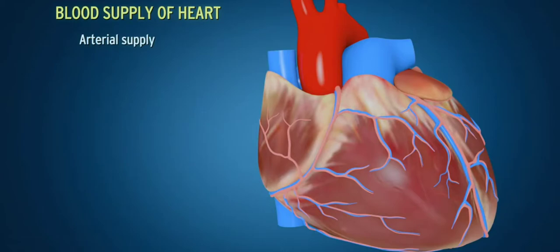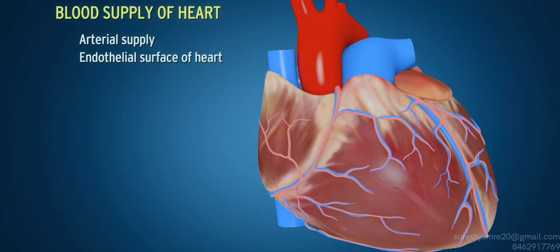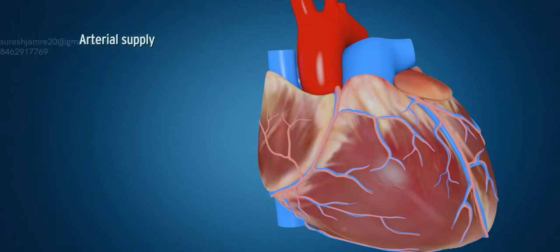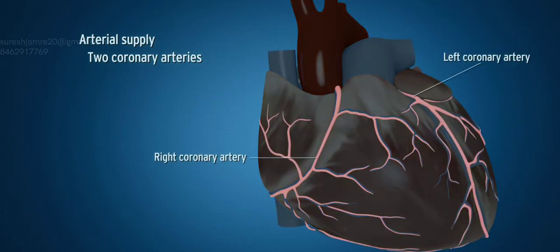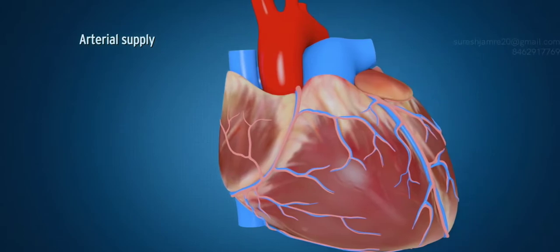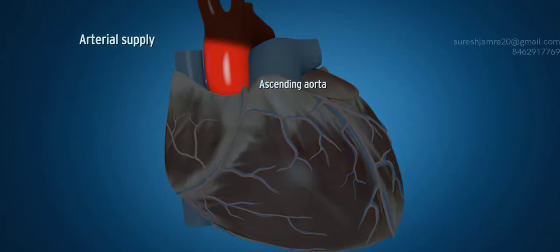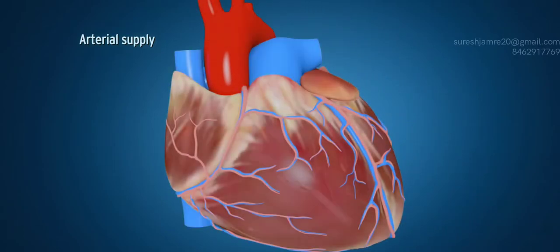Arterial supply. The inner 75 to 100 micrometers of endothelial surface of the heart gets nutrition directly from the blood in the cardiac chambers. The remaining part of the heart muscle is supplied by two coronary arteries, right and left. Each coronary artery is a vasorum of the ascending aorta, because the heart is developed from the fusion of two primitive endothelial tubes which represent the ventral aortae.